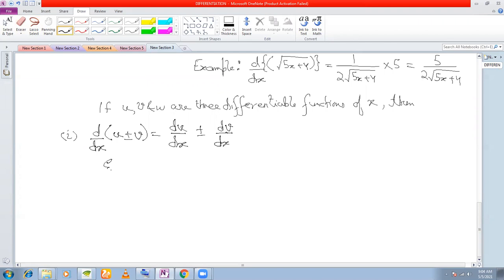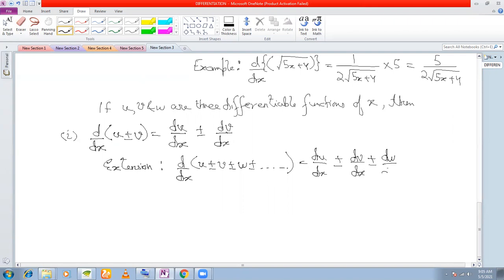Also, an extension of this can be, you can have any number of functions. Why only 2? Why only u and v? You can have d/dx of u plus or minus v plus or minus w plus or minus, and so on. And this will be du/dx plus or minus dv/dx plus or minus dw/dx, plus or minus and so on. Okay, so this is an extension.